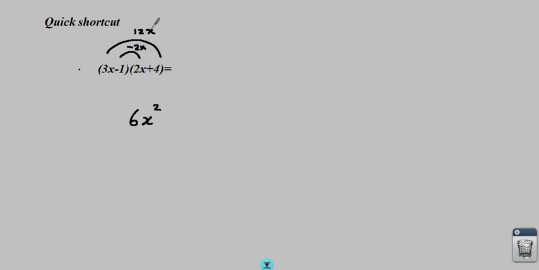So I can do this in my head and say that this is a plus 10x. And as far as the constant term is concerned, it can only come from the multiplication of negative 1 times 4, so that's minus 4. If you're confident with this shortcut, you can do it. It saves a lot of time, and it seems professional.